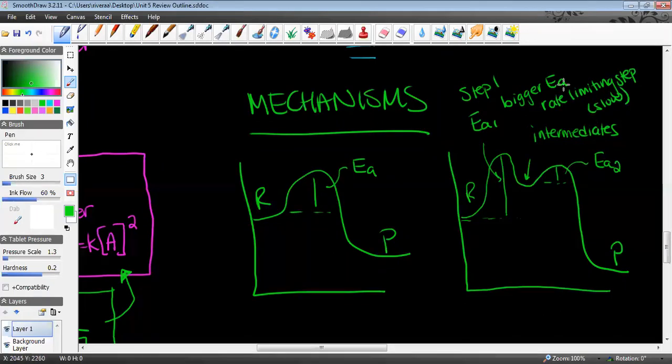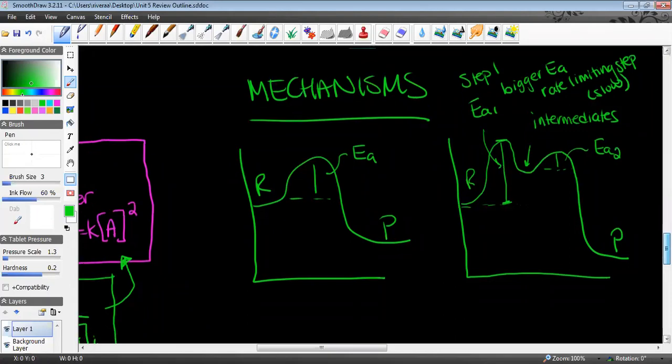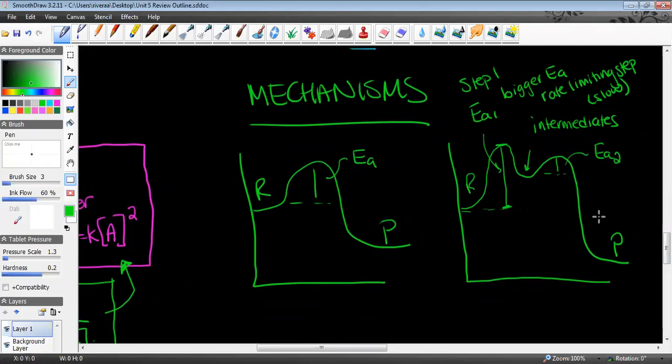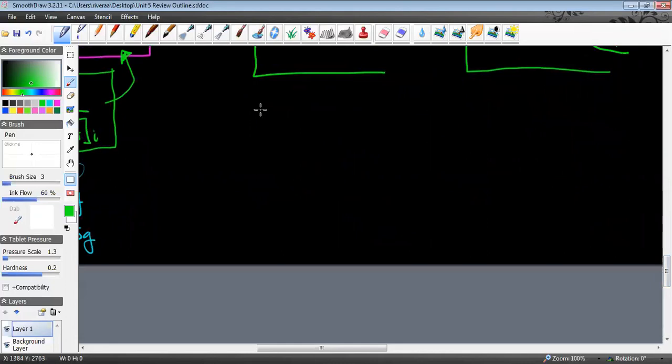So the reaction is only going to happen as fast as this first step does. This second step is happening a lot faster. So whoever has the bigger activation energy is the rate limiting step. We very well could have had the second step being the slow step, right? Like we could have had a diagram that looked like this.